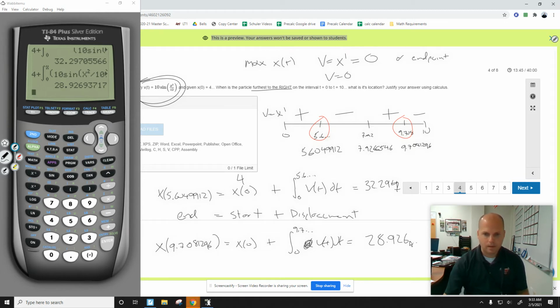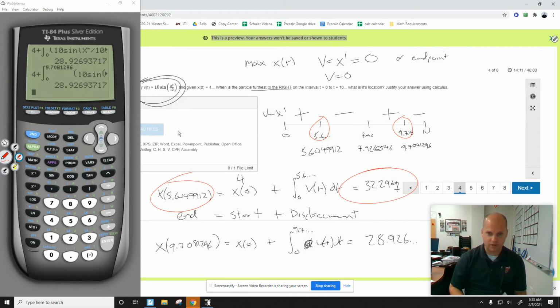But if you aren't comfortable doing that, or if you forget to find the intersection, you can use this number, 9.708126. Boom. You get that same number, okay? So what is my max position? My max position is here, here.